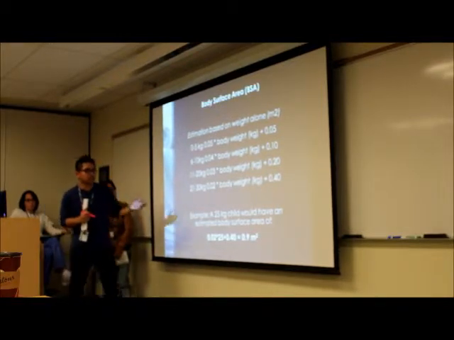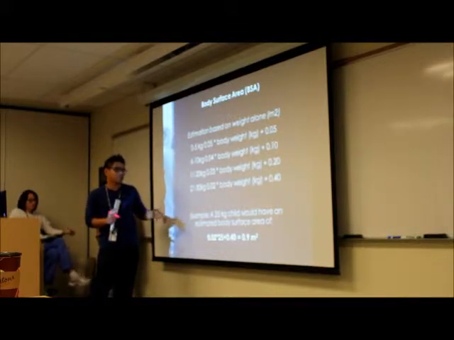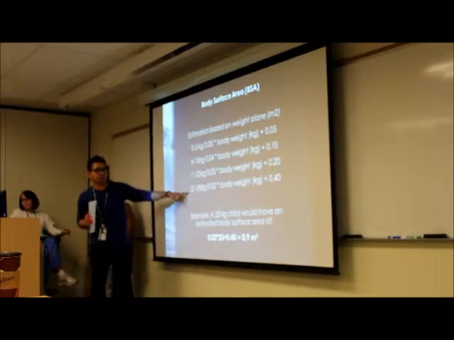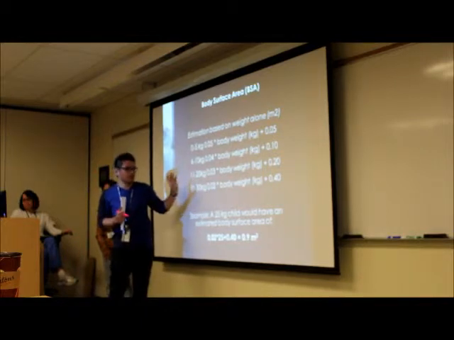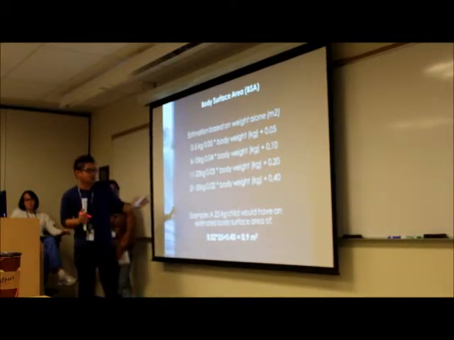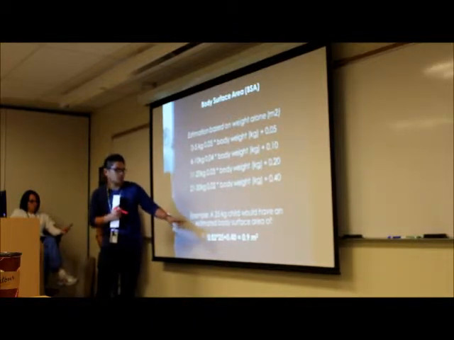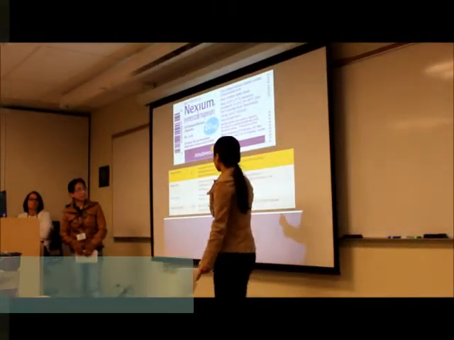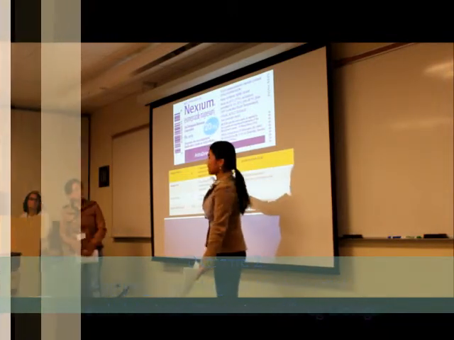For example, there's a 25 kilogram child. What would the estimate of body surface area be? Since it's 25, it belongs to the 0.02 row, so you just have to use this value and formula. It's going to be 0.02 times 25 plus 0.4, which is equivalent to 0.9 square meters. Next, the amount of drug contained in each dose is a value found on the drug label. So that's 20 milligrams, the dose in hand.